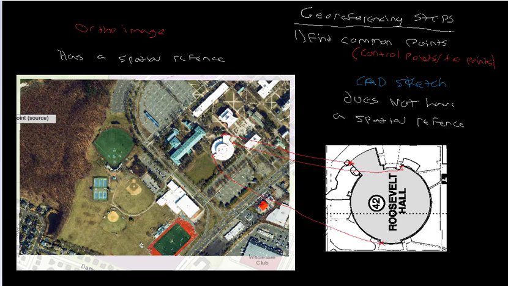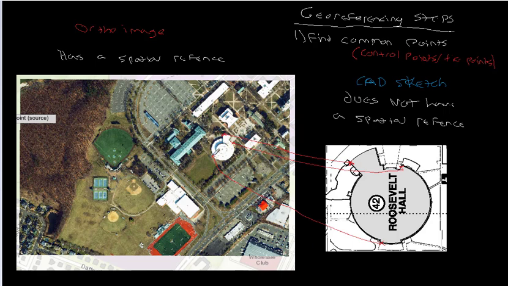Hello everyone, and welcome back to another GIS lecture video. In this lecture video, I want to continue our discussion on georeferencing by taking this idea of control points, tie points, and using those to figure out what we actually have to do to get this CAD sketch to line up with this ortho image.